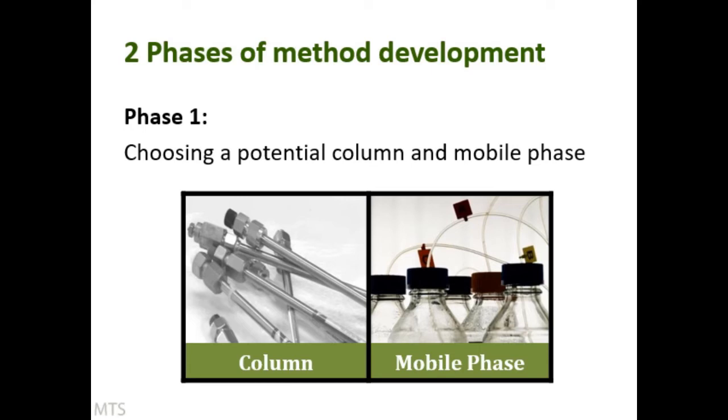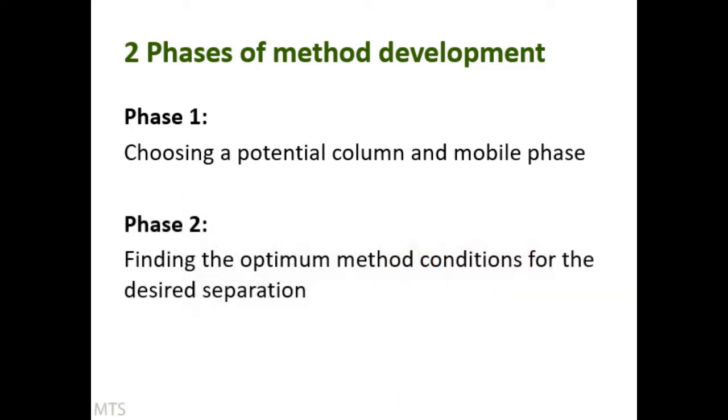Now phase 2 then is where you've got a column installed, you've got some type of mobile system that's adjustable, and now you're trying to make those adjustments, and you might also bring into play other adjustments. You might bring temperature in, for example, to see what it does to your resolution. So now you're just trying to find the optimum method conditions for this separation. So they're subtly different, but they can have the same strategy running through them.